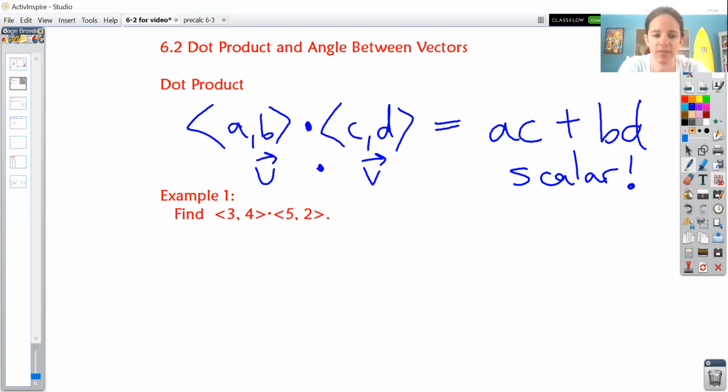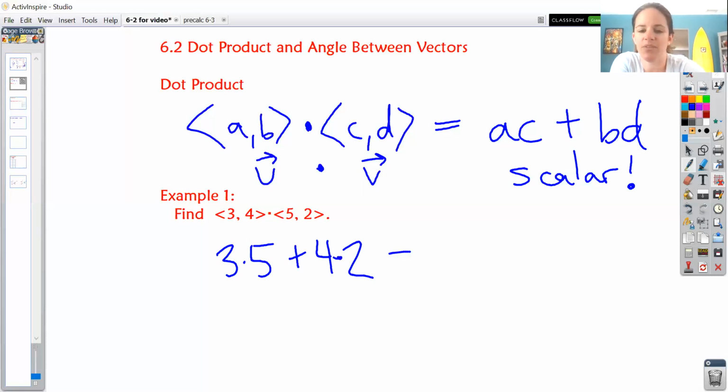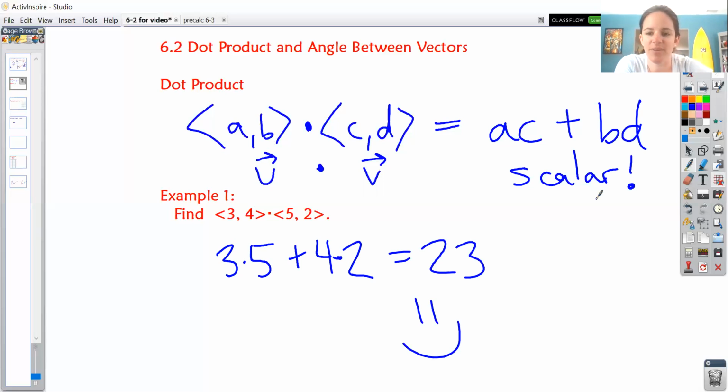Go ahead and do this first example here. Pause the video. And I'll start in 3, 2, 1. Okay, hopefully you've done this. You did 3 times 5 plus 4 times 2, and you got 15 plus 8, which is 23. Pretty easy, right? Good.